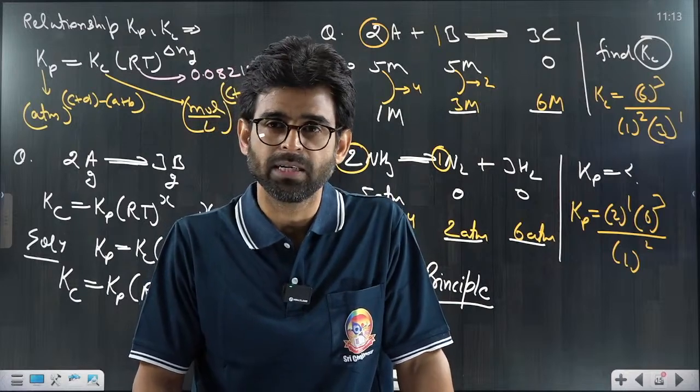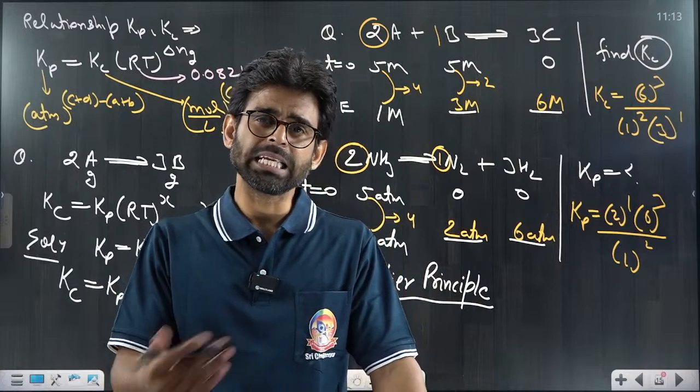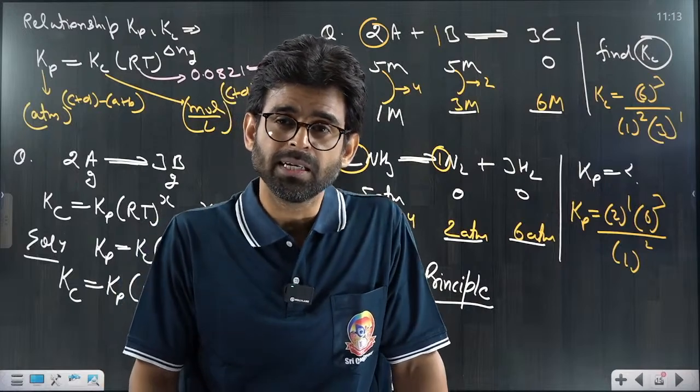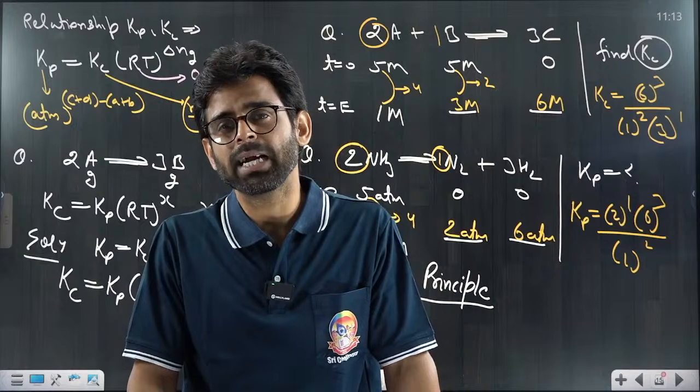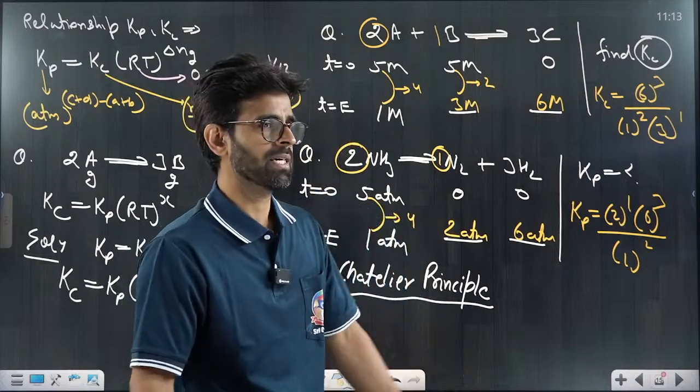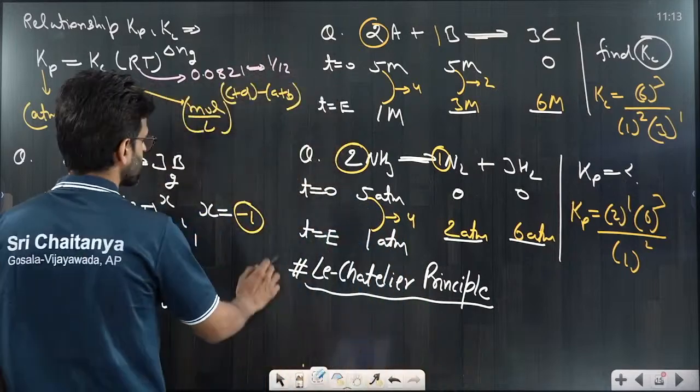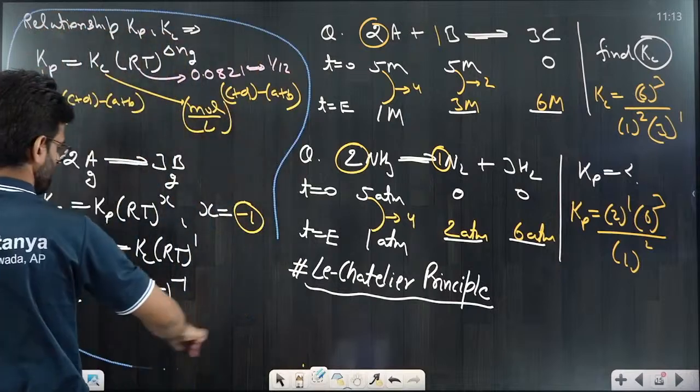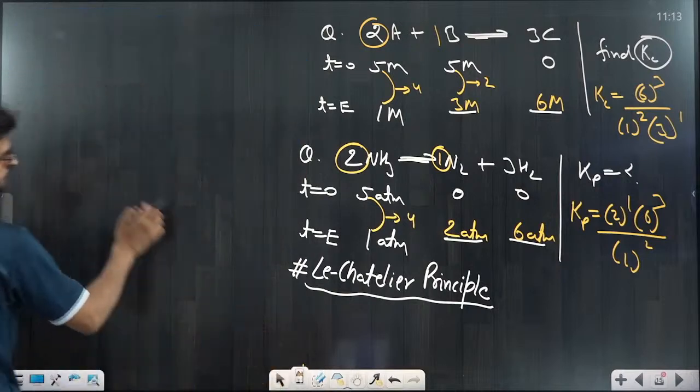No other factor. So if we change any factor which disturbs the equilibrium, the reaction will try to retrieve it back by going forward or backward. How will it do this? If we look at this a little bit, right? How can it do that?